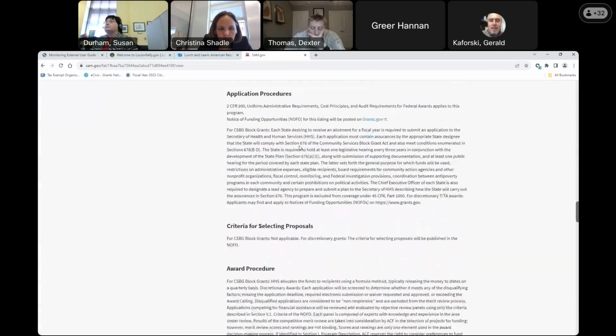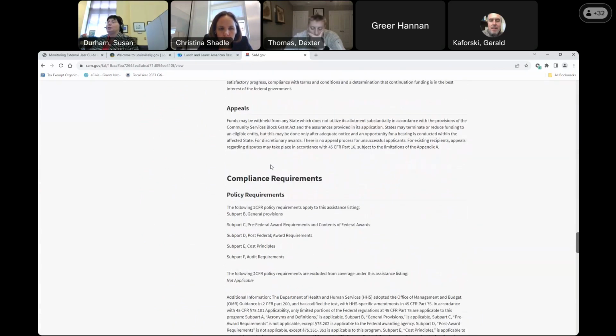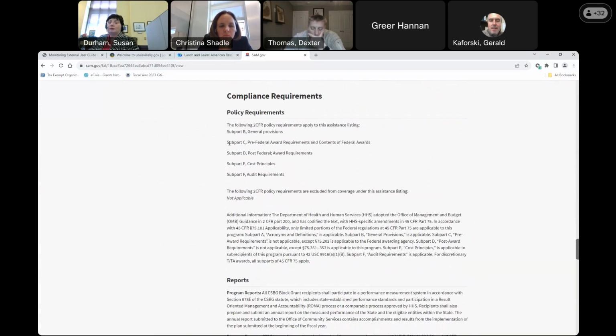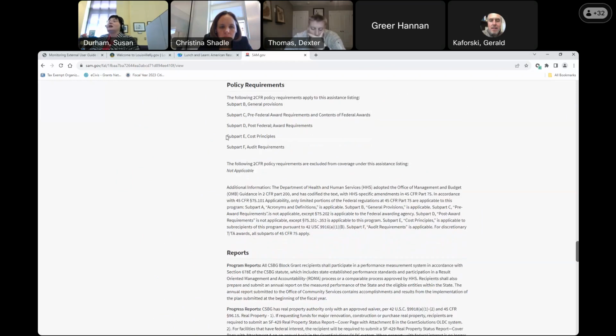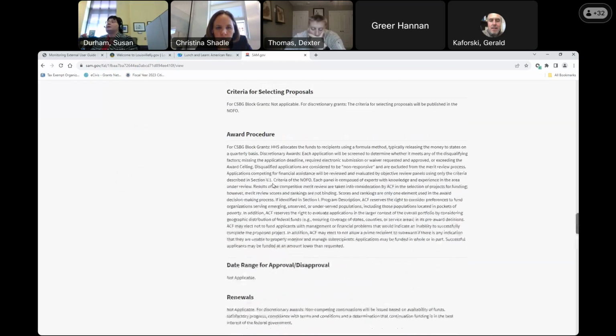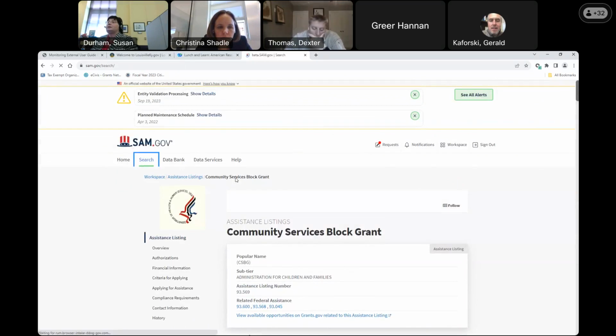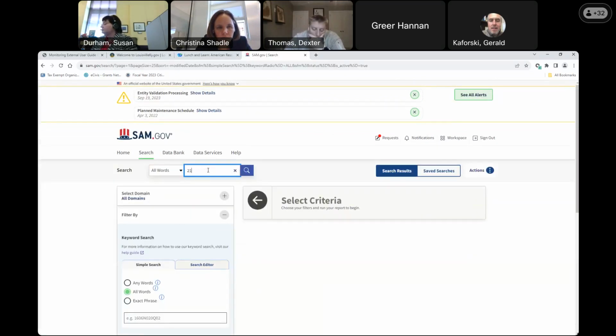And if you go down to compliance requirements, it will tell you which parts of the 2 CFR 200 apply to this grant. So in this one, it's subpart B, C, D, E, and F. But sometimes it'll say subpart E doesn't apply. And then down here, there might be other information. I didn't choose a good one for this. Let me choose ARP because they've got something interesting.